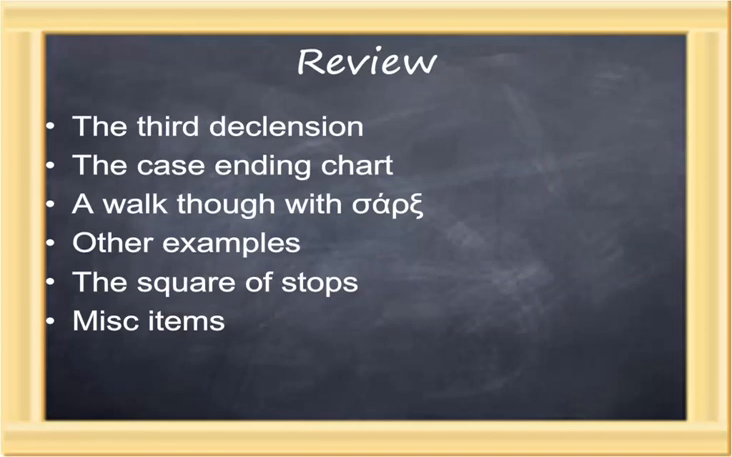So that's our lesson. It's a rather long one, admittedly. We looked at the third declension. We added the case-ending chart. I suggest you commit it to memory. We walked through sarx. We looked at other examples such as onoma and tis, ti. We talked about the square of stops, how different letters are used to handle the interrupted flow of air in Greek, and then a few miscellaneous items, including the very important adjective pas.